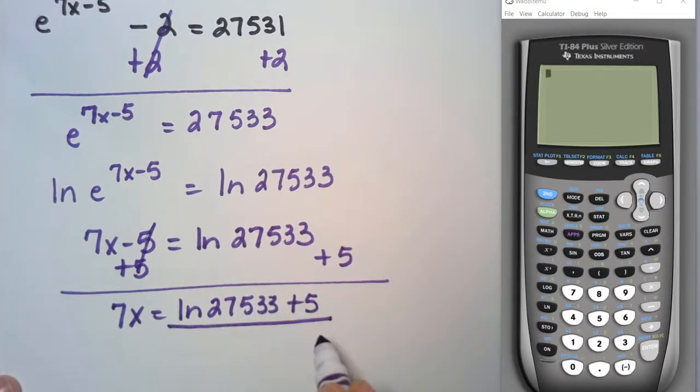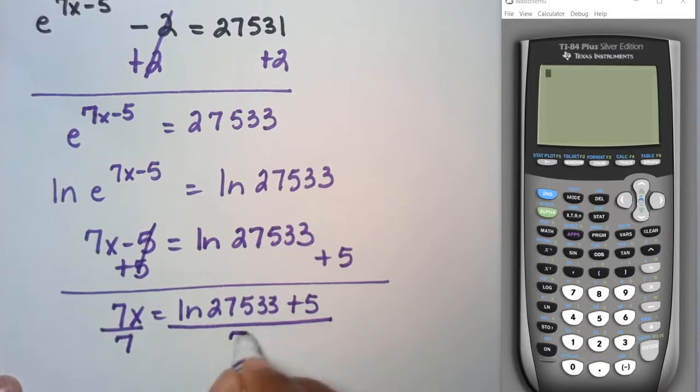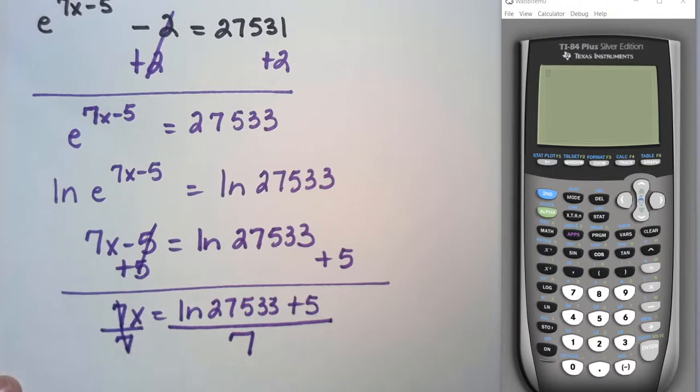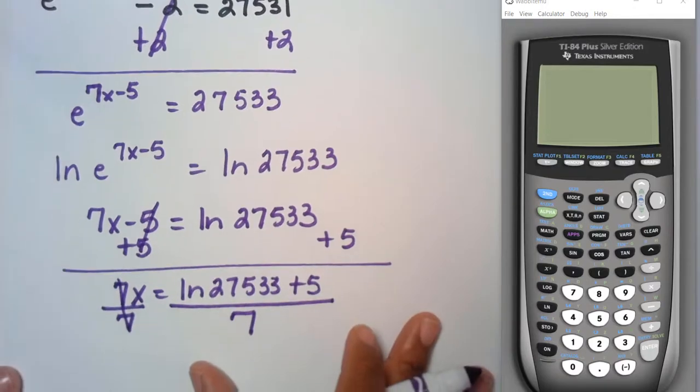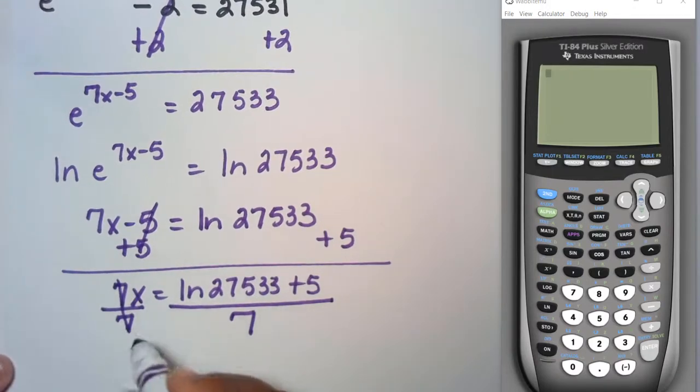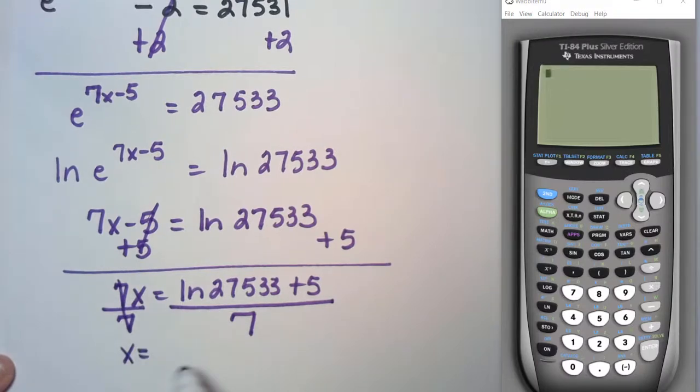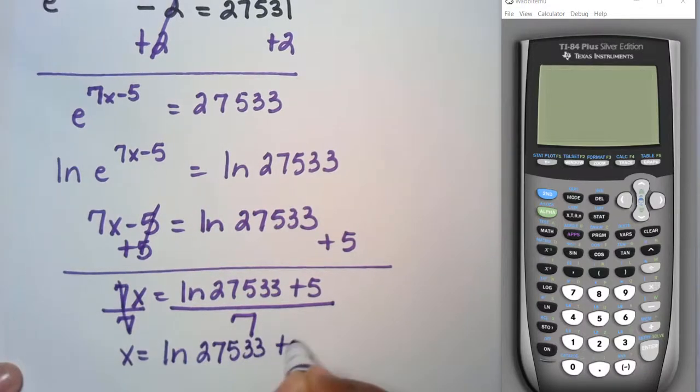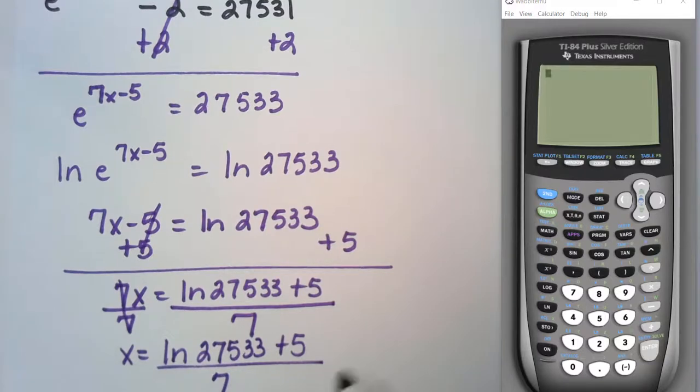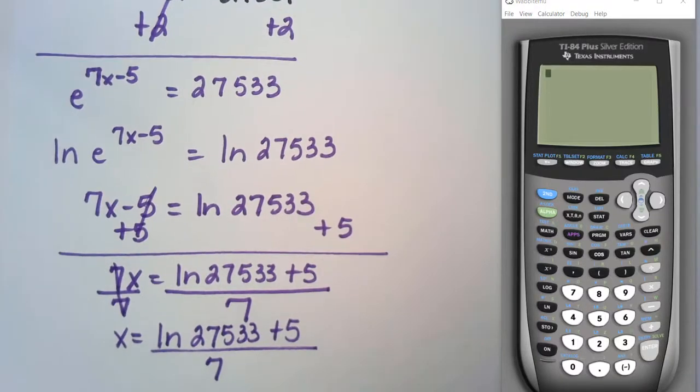All over. And when I say all over, what's going to happen? We're going to have to divide by 7 on both sides. Okay, and then we have here x is equal to ln of 27,533 plus 5, all over 7. So this is our natural log.